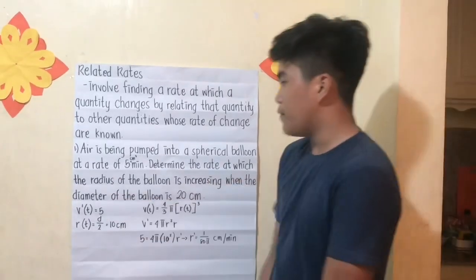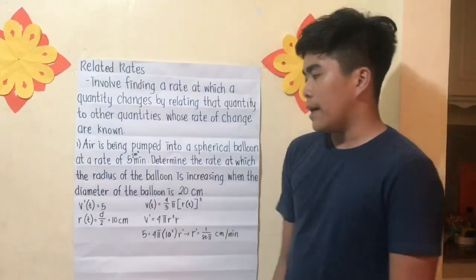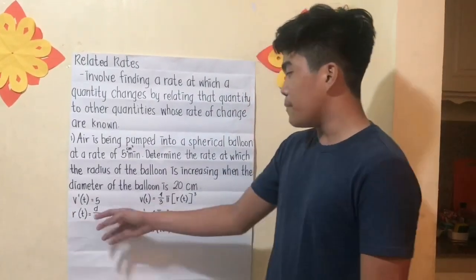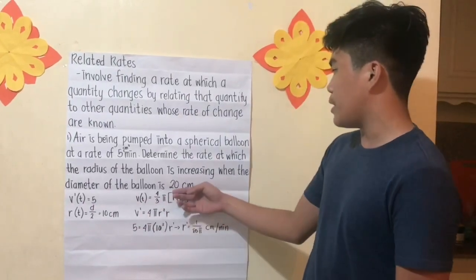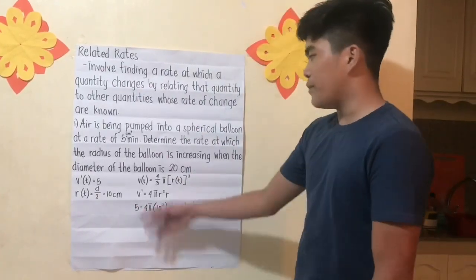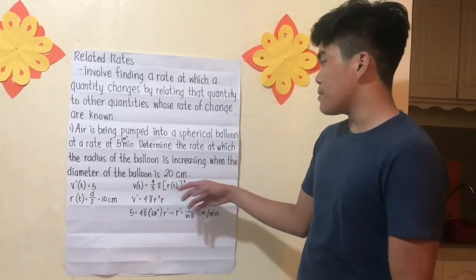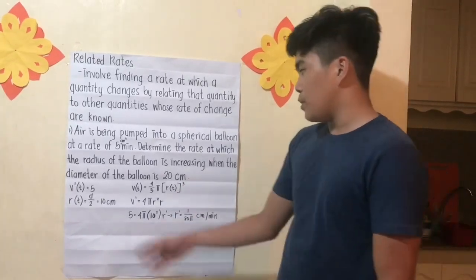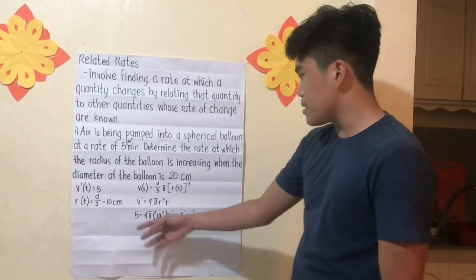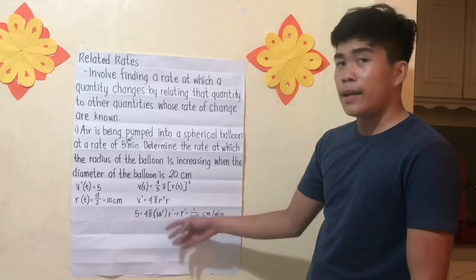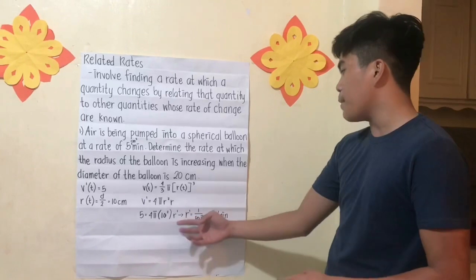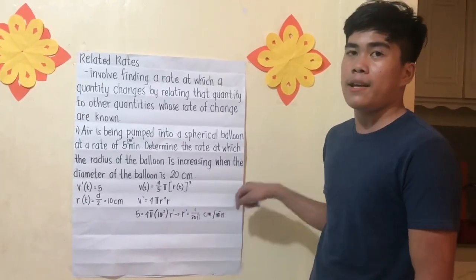So given is V prime of t is equal to 5, and another given is r equals diameter over 2, which is equal to 10 because 20 over 2 is 10. The formula is V equals 4 over 3 pi times r cubed. So V prime of t is equal to 4 pi times r squared times r prime. So 5 is equal to 4 pi times 10 squared times r prime of t. So the answer is r prime of t is equal to 1 over 80 pi cm per minute.